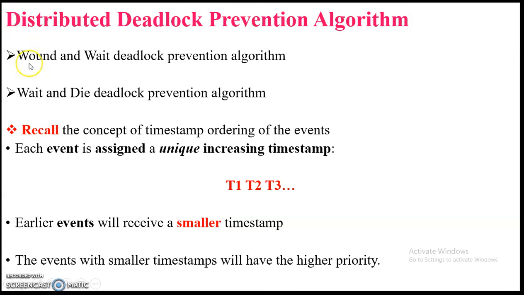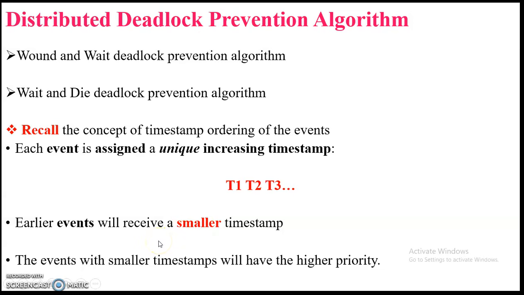Before going into these algorithms, let us first recall certain concepts of timestamp ordering of events. If you remember from the earlier lectures, each event is assigned a particular timestamp in increasing order. If there are two events, event 1 and event 2, and event 1 has occurred first and event 2 later, then event 1 will have a smaller timestamp than event 2, which means that event 1 has higher priority than event 2.